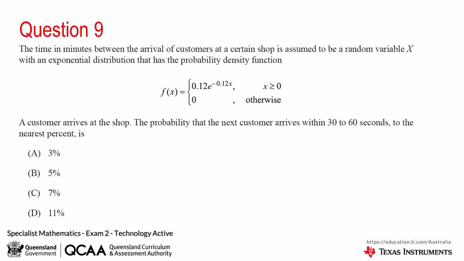Notice that if you look at the alternatives in the question, they're expressed as percentages correct to the nearest percent. So in this instance, the probability is 5% correct to the nearest percent, and that corresponds to answer B. So alternative B is the correct answer for question 9.